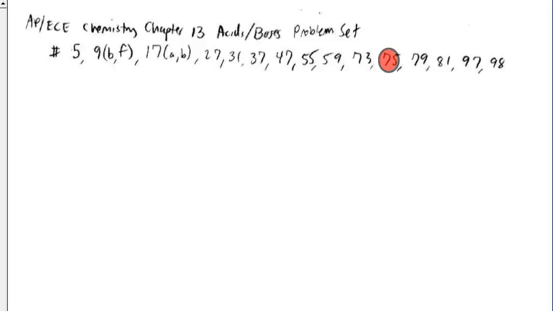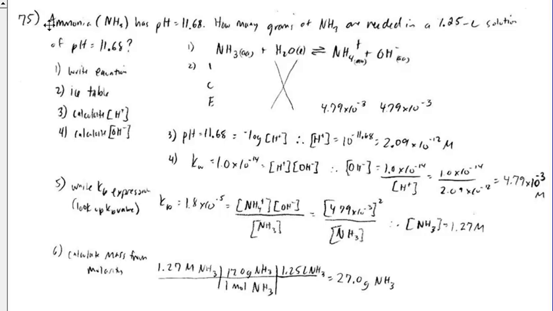Let's take a look at problem number 75. In problem 75, you're told that you're dealing with ammonia, NH3, and a pH of 11.68. You're asked to find how many grams of NH3 are needed to be dissolved in a 1.25 liter solution to get that pH of 11.68.